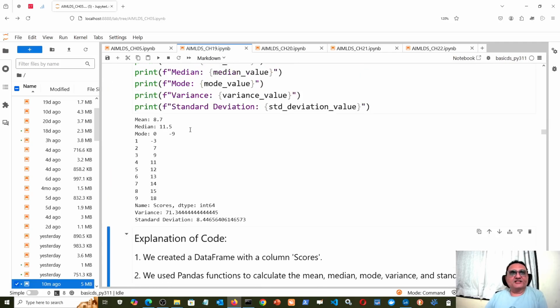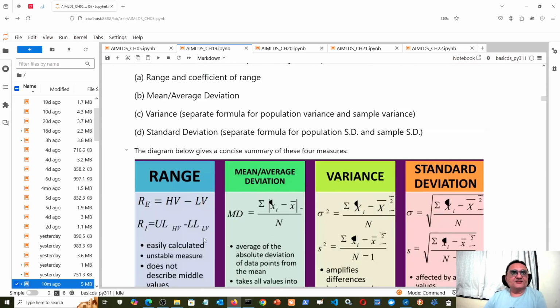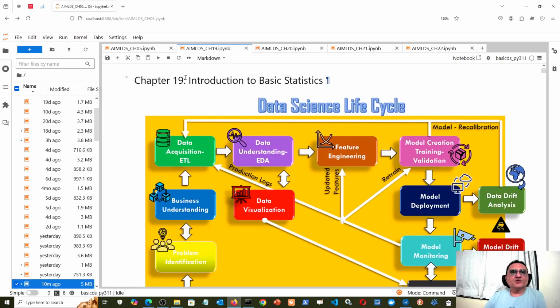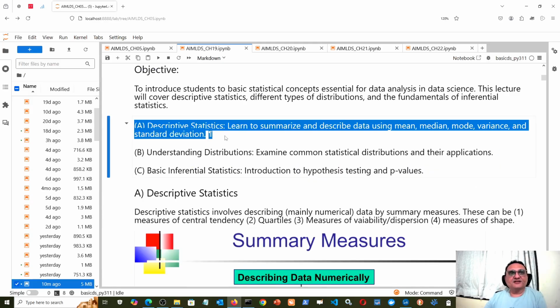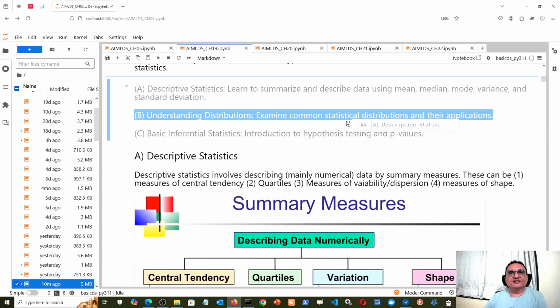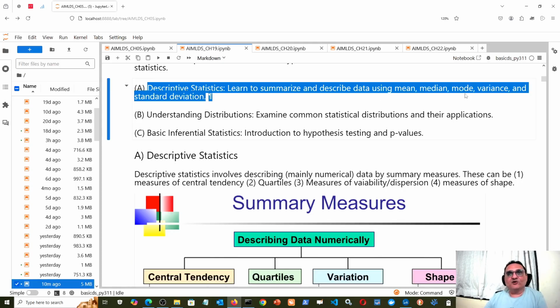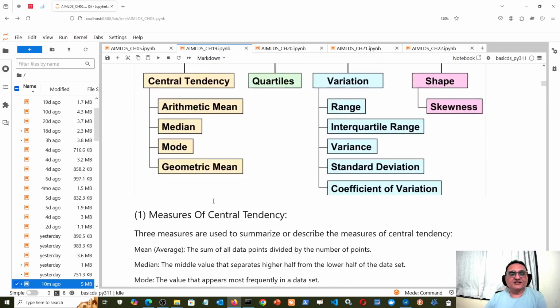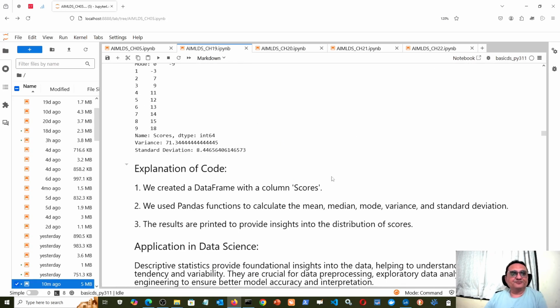Hello and welcome to the fourth lecture in the 19th chapter in our comprehensive course on artificial intelligence, machine learning and data science. Now, the name of this chapter is Introduction to Basic Statistics. And I told you that there are three clear parts in the chapter. First part is descriptive statistics, second part is understanding distribution, and third part is inferential statistics. We are at present doing descriptive statistics. In fact, we have almost completed all these things: mean, median, mode, variance, standard deviation, like this. So we have to start from here.